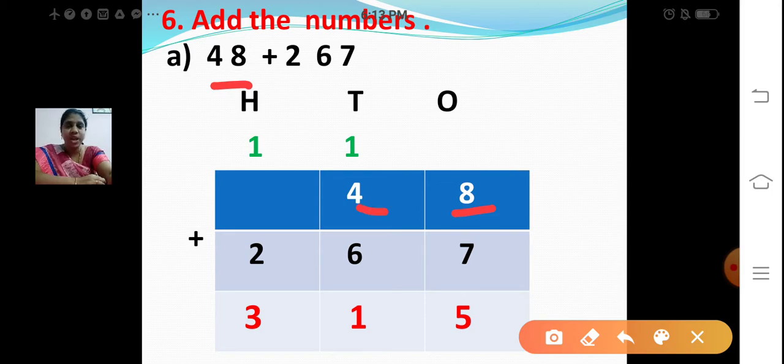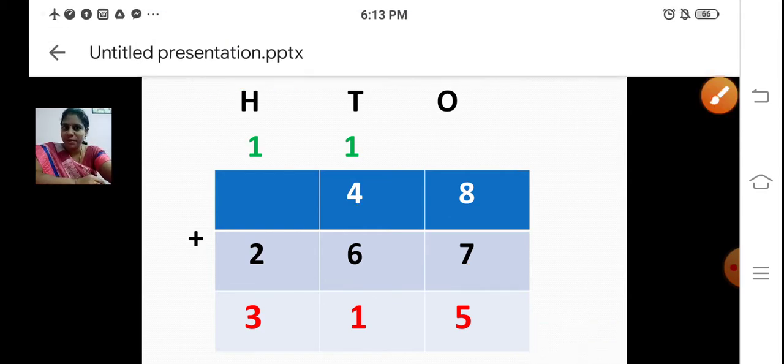Is there any number in the hundreds place? No. Now take the second number 267. 7 in the ones place, 6 in the tens place and 2 in the hundreds place. Right? Now we are going to add these two numbers.